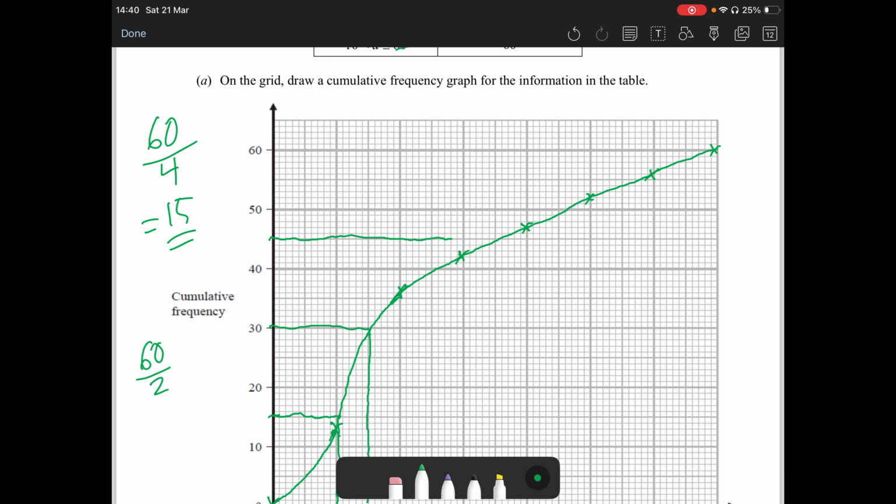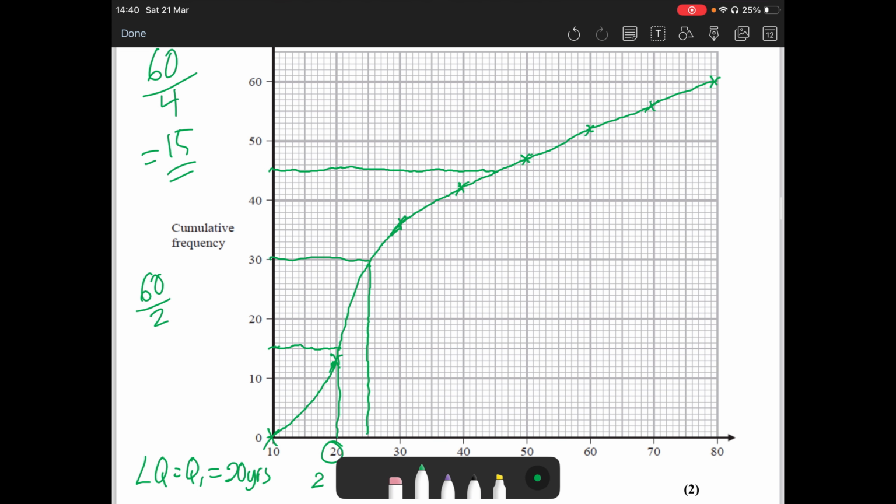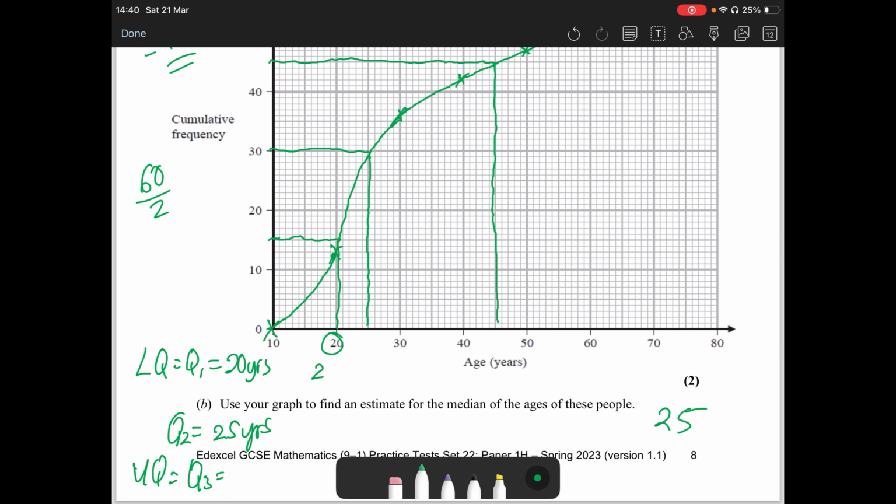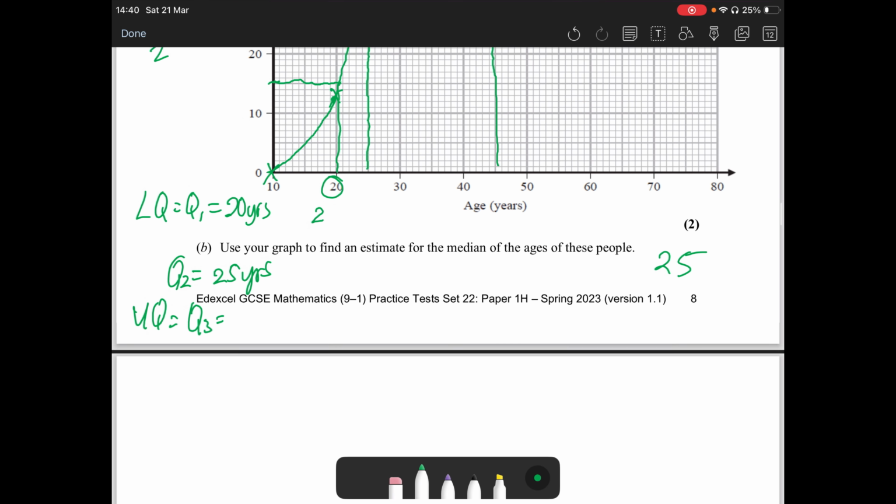So instead of saying, I just want the middle person, I say, let me break it into quarters. What are the 3 special people that break my data into quarters? And we found them. Granted, one of them is the median. But yeah, the upper quartile is 45 years old.